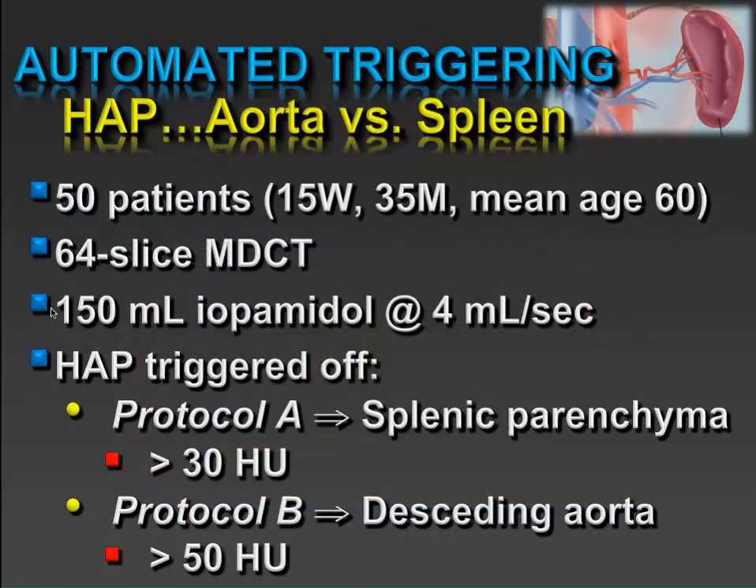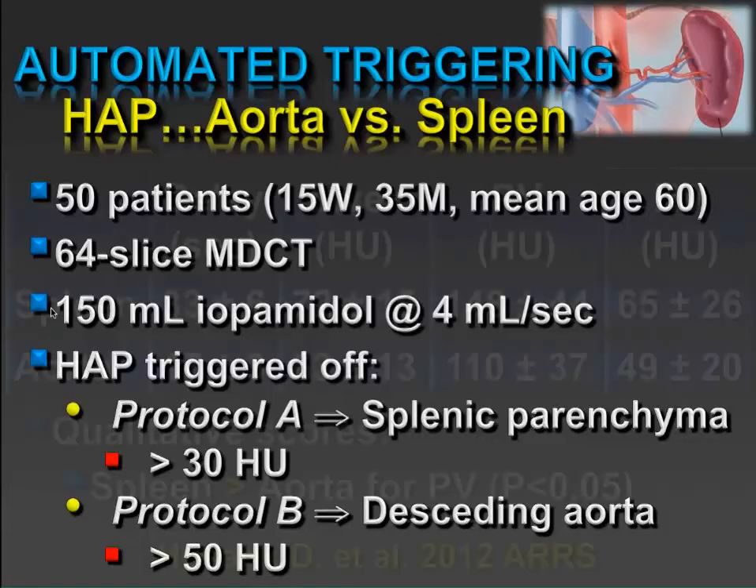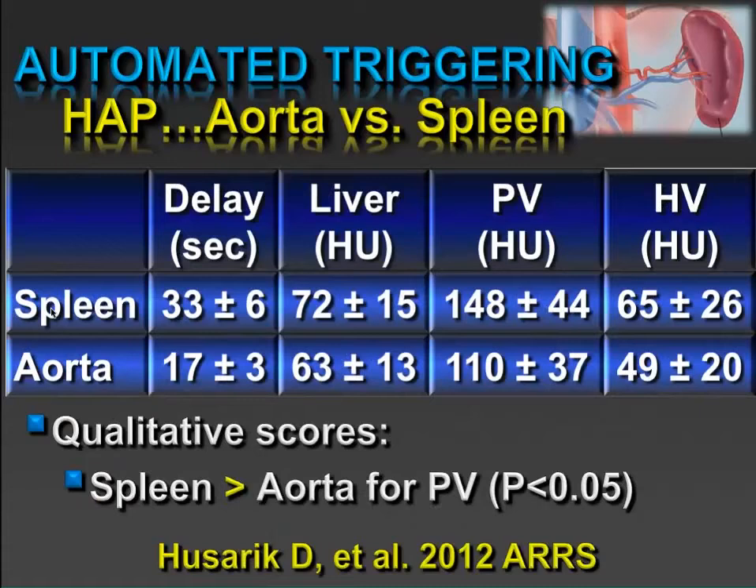I think it probably makes more sense that we're moving away from using the aorta for triggering to using the spleen, because it's a lot closer to the liver. We had two groups of patients that we compared, using both splenic parenchymal enhancement as well as descending thoracic aorta. And basically what we found was that the delay was a little longer using the spleen on average. We had slightly higher liver parenchymal enhancement, slightly higher portal venous enhancement, and slightly higher hepatic venous enhancement. So I think probably our delay was a little bit too long. But in general, for qualitative scores, most of the reviewers gave higher qualitative scores to those triggered from the spleen than the aorta. So it suggests that it's probably a better way to do things.